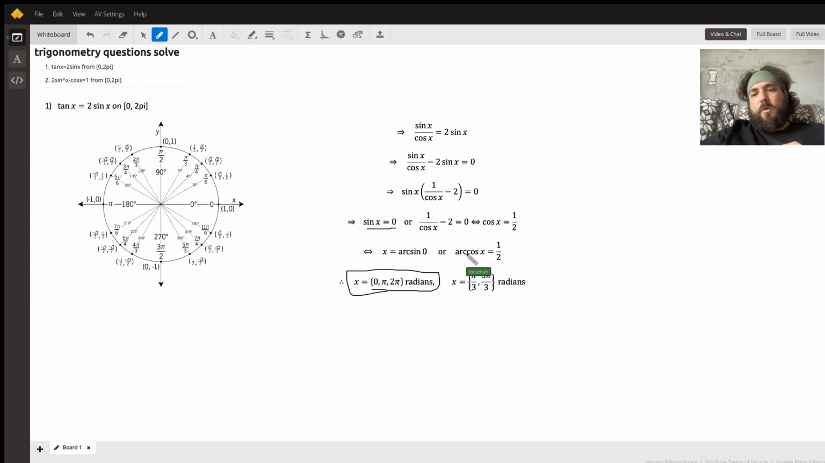And then for cosine x equals 1/2, or this should be x is arc cosine. Forget about that. It's x is cosine inverse, or arc cosine, of 1/2. Doing this with the keypad right now. Okay, so that would be that. So cosine x is 1/2, or x is cosine inverse of 1/2.